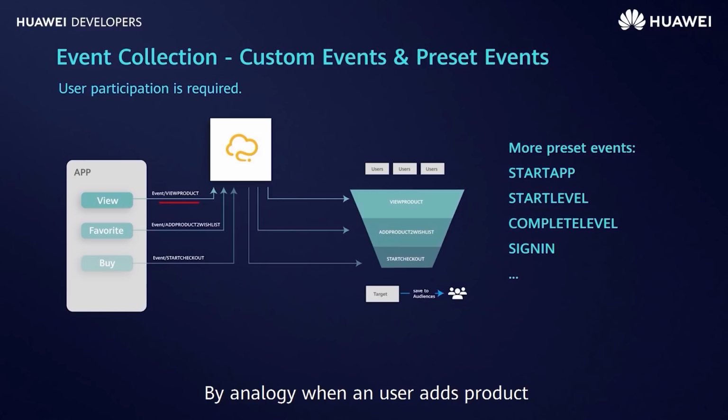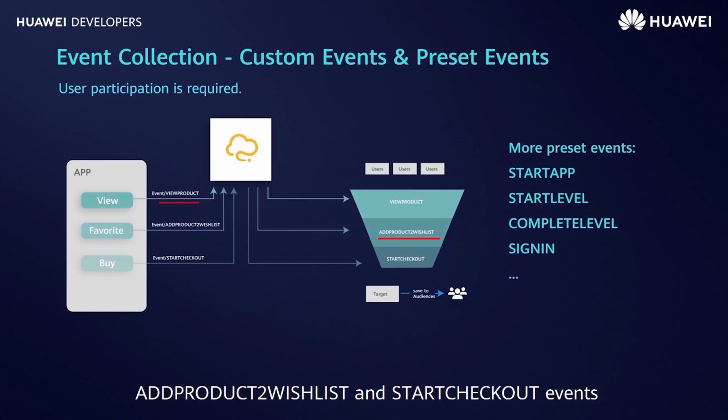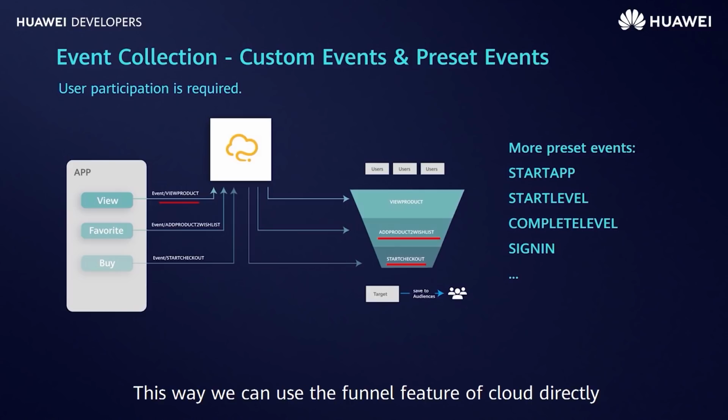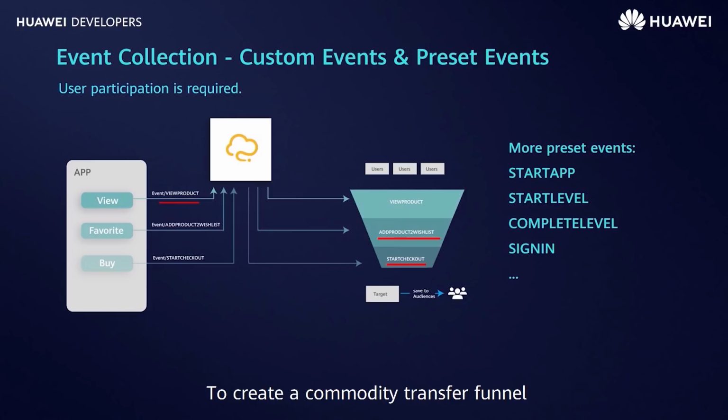By analogy, when a user adds a product to the wishlist and clicks the Buy button, add product to wishlist and start checkout events will be reported respectively. These three events correspond to opening the Huawei Mate 30 page, clicking the Add Product to Wishlist button, and clicking the Buy button on the demo. This way, we can use the funnel feature of the cloud directly to create a commodity transfer funnel.